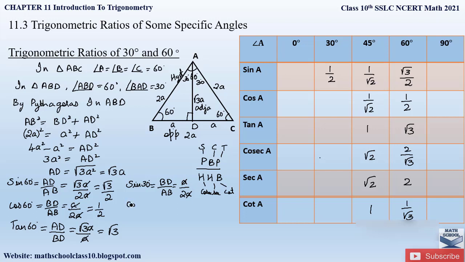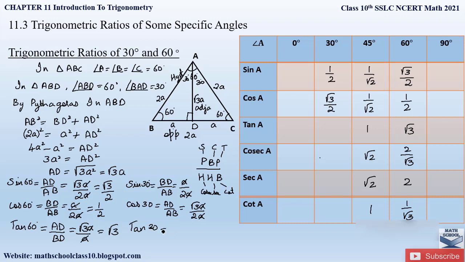Similarly, let us find out cos 30. So the cos trigonometric ratio is given by base by hypotenuse, where base is again AD by AB. Here AD value is root 3A and AB value is 2A. So A and A will get cancelled and we will be left with root 3 by 2. So cos 30 is root 3 by 2.